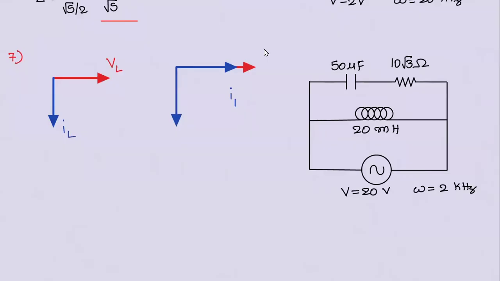I think I'm committing a mistake, isn't it? Why? First I need to add them. Yeah, good. VR, VC. Now the resultant voltage will be like this, right?